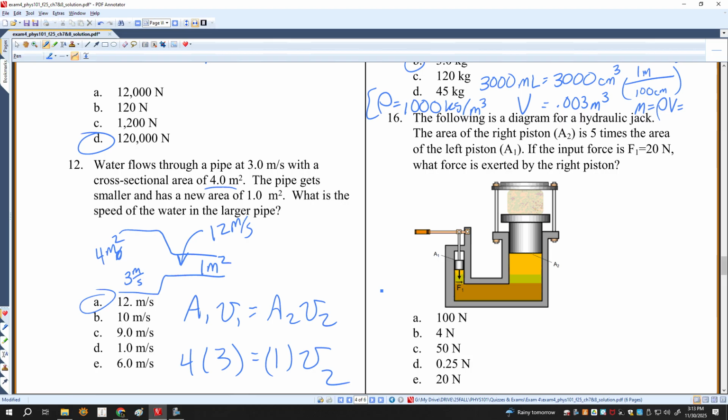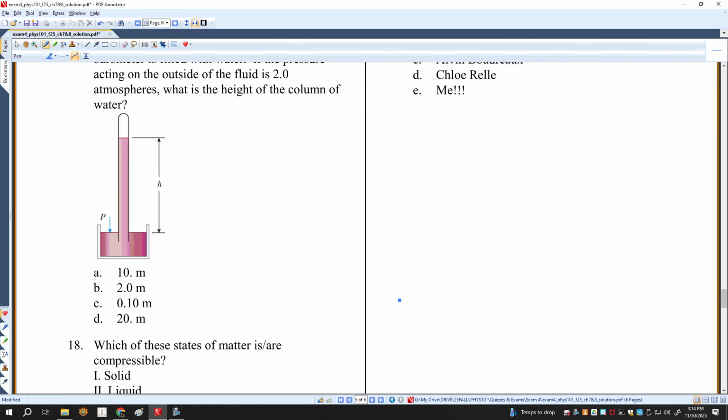All right. So I have this hydraulic jack. The area of the right piston is 5 times. So if this is A, this is 5A. And if I put in a force F here, I'm going to get out 5 times the force because I know that F over A is equal to F over A. And since I get 5F over here, if I have 5 times the area, I get 5 times the force. So I put in a force of 20 newtons, and I get out a force of 100 newtons.